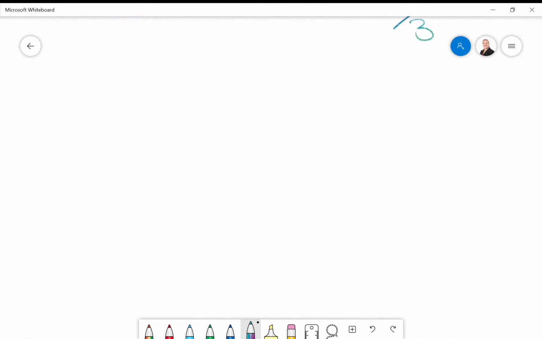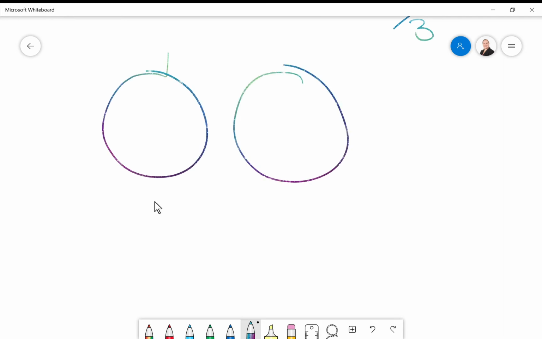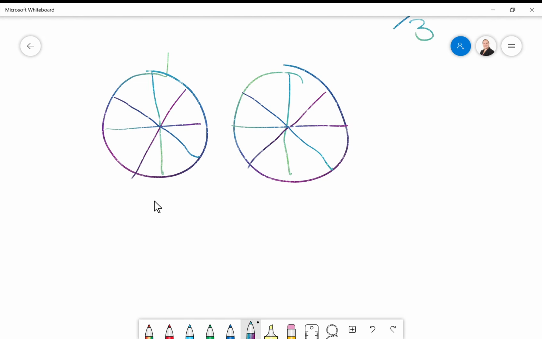So this is where I've not just got one cake. Okay, I'm going to do a bake sale. And so instead of one cake, I've got two cakes. Now these two cakes, I'm going to cut them up into pieces ready to sell. I'm going to cut them up into eighths, mainly because it's nice and easy to cut my cakes up into eighths. So I've got 1, 2, 3, 4, 5, 6, 7, 8.